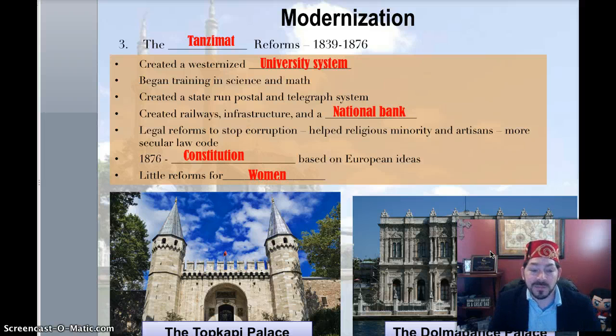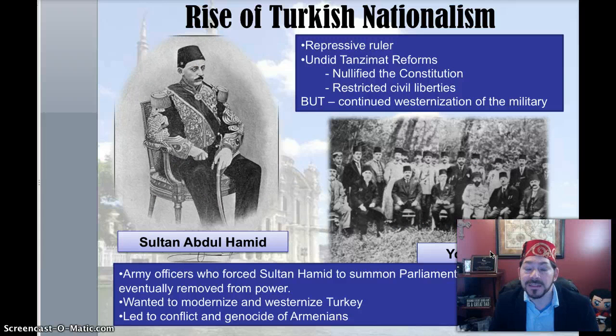A later sultan named Abdul Hamid would come to power and not want to westernize everything about Ottoman society. Yes, he'd want to westernize the military to keep him strong, but he gets rid of the constitution, gets rid of all the Tanzimat reforms, and flushes all these freedoms that these people have been gaining over the years. He is challenged by a group called the Young Turks, these army officers who end up forcing him to call parliament, to open up the constitution again. Eventually, Hamid is removed from power totally, and the Young Turks take over.